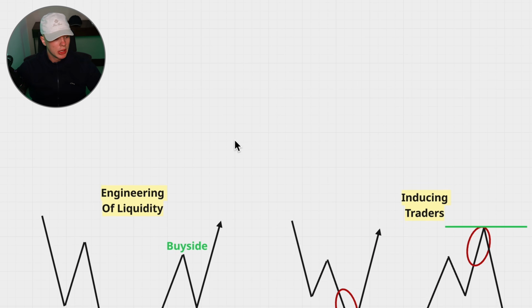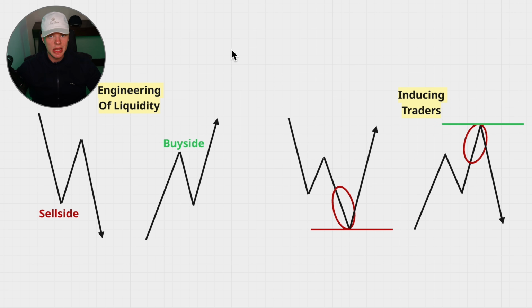So when it comes to the engineering of liquidity and the inducing of traders, we are going to be paying attention to the following two schematics. And these two schematics are crucial to understand. When it comes to engineering of liquidity, what this looks like is the following. What you can see is that the market on the left expands towards the downside and it retraces higher. The moment that this retracement higher occurs, sell-side liquidity is being engineered below this low.